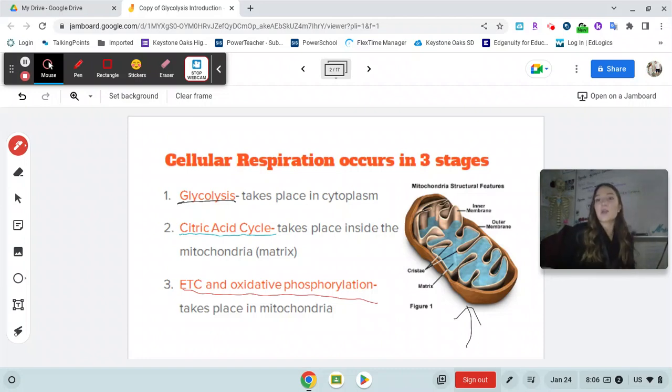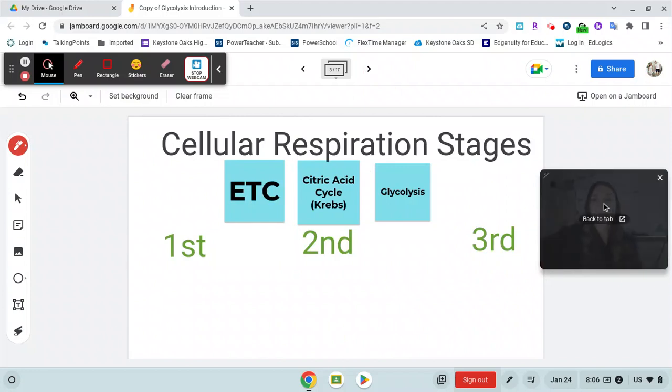And if your mind is blown right now, don't worry about it. Okay, I promise we're going to figure it out, and it's really not that crazy. So we're going to look at 3 steps, but today we're going to focus on the very first one, which is the only one that's not in the mitochondria. Everybody go to slide 3.